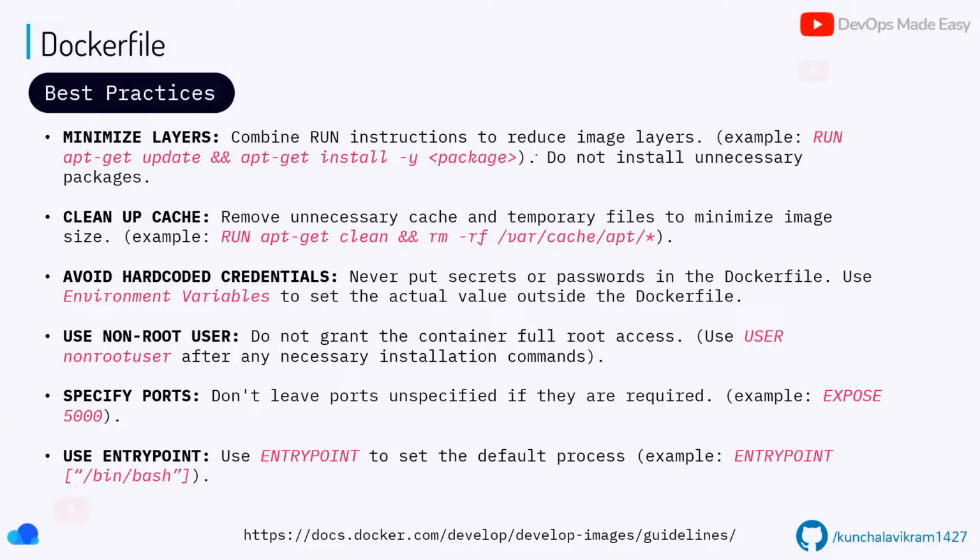And always try to use a non-root user. By default, containers run with full access as the root user. So whenever you're done installing all the required packages, try to change the user to some other user who has least privileges. And always specify ports. This is just for documentation, but still specify the ports on which your container would be listening. And always set the entry point or the CMD to set the default process of your container. Clear, guys?